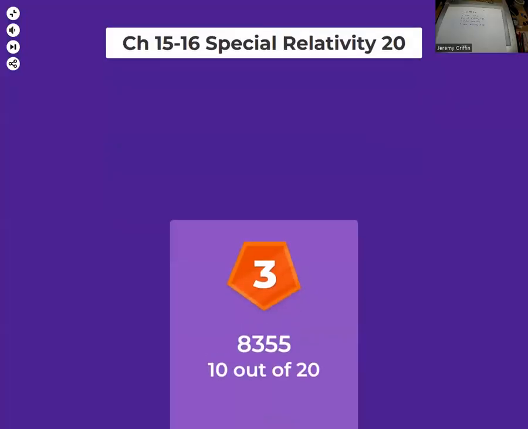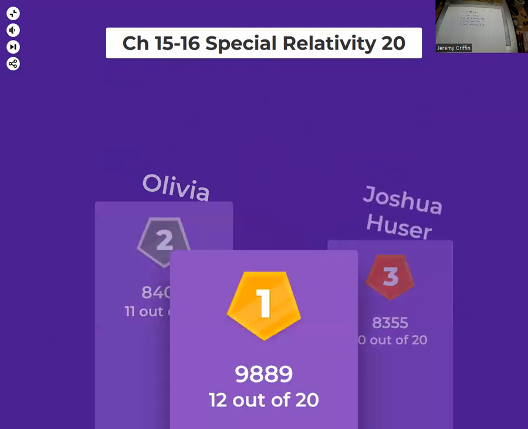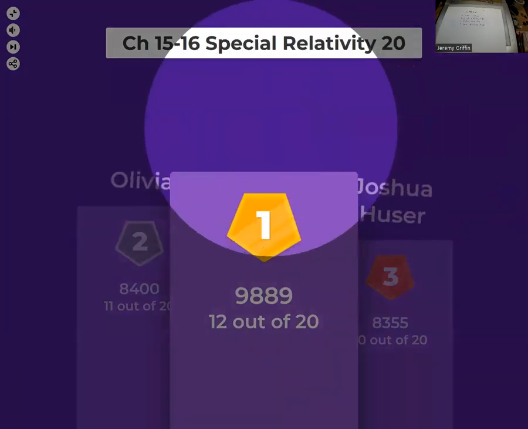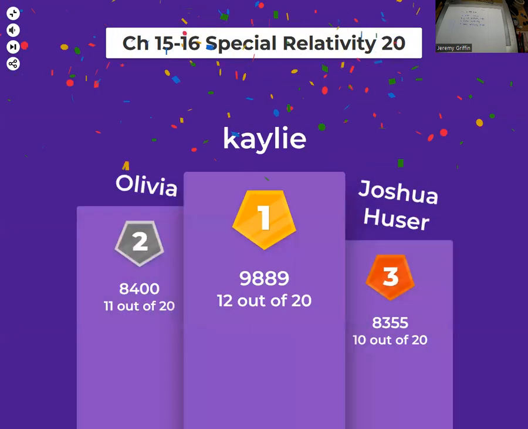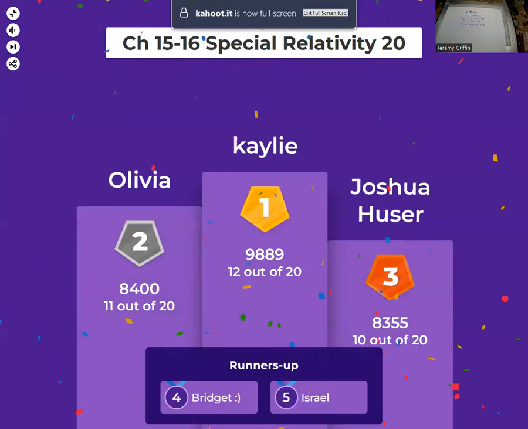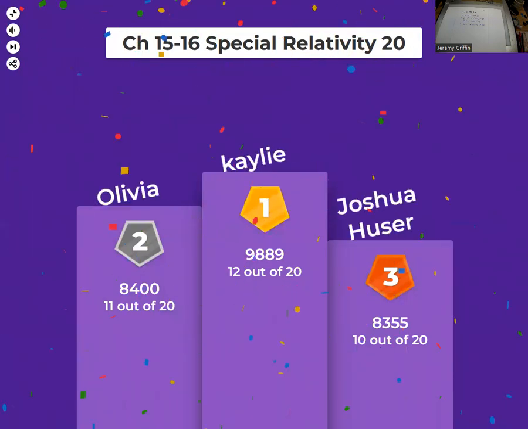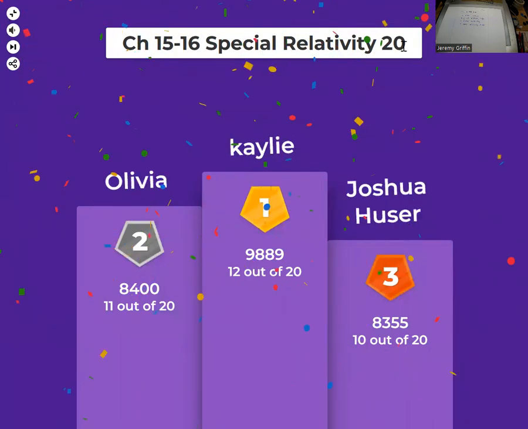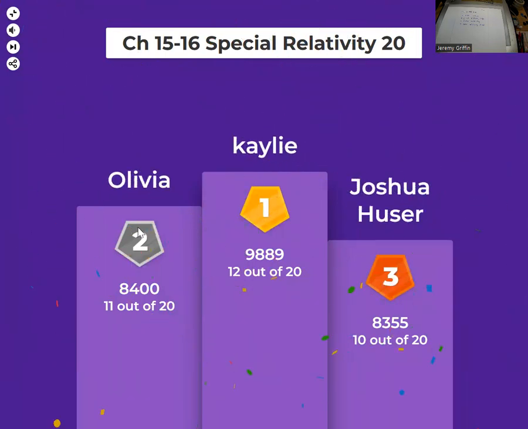To the podium. Joshua, pick up the bronze. Olivia, hit the silver. And the gold, Kaylee. Bridget and Israel, runners up. Nice job, guys. Just my mouse. Here we go.